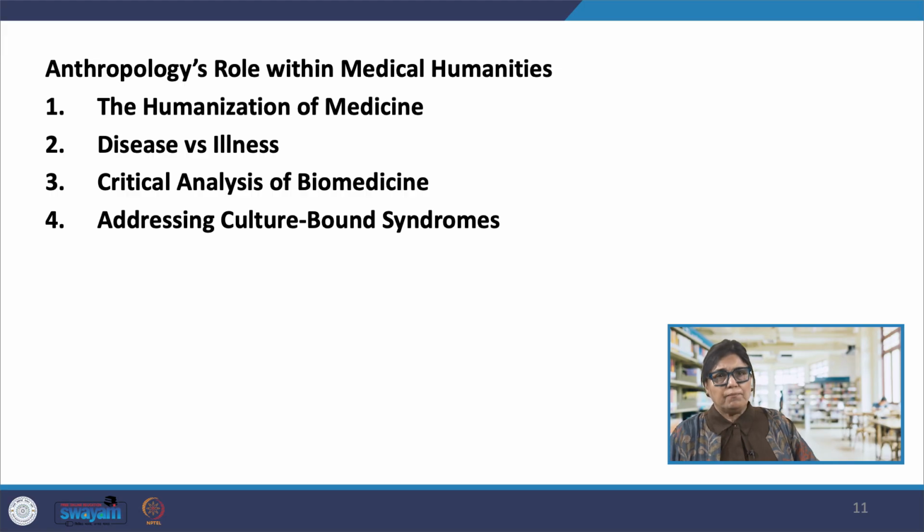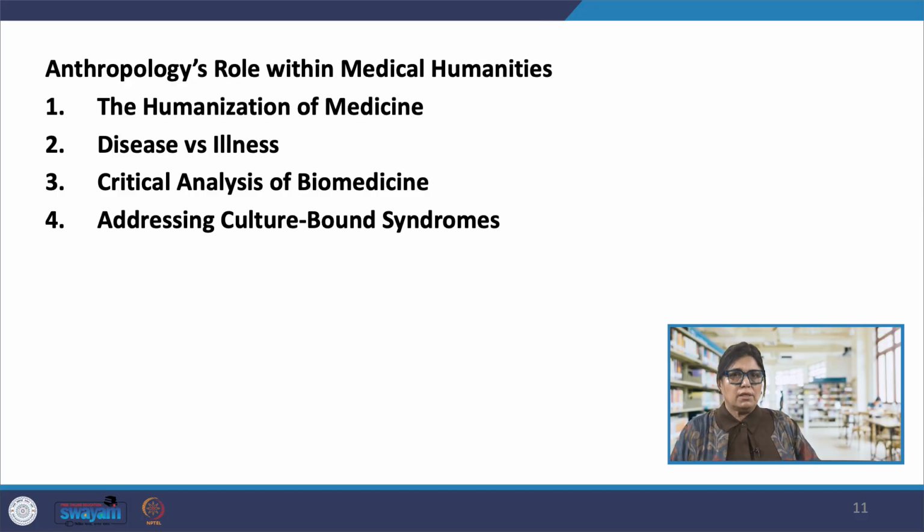Disease refers to the biological abnormality defined by clinical medicine. On the other hand, illness is the patient's subjective socio-cultural experience of being unwell, which is shaped by their society's values and beliefs. Thirdly, critical analysis of biomedicine. Within medical humanities, anthropology views Western biomedicine as a cultural system itself. This allows researchers to critique how medical power, authority, and technology are applied, often revealing how they can perpetuate social control or inequalities.